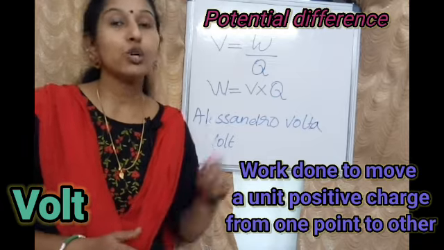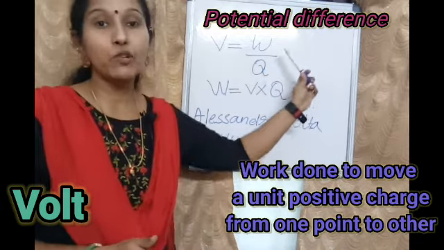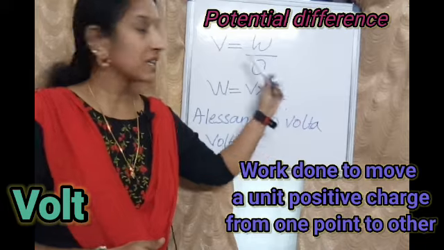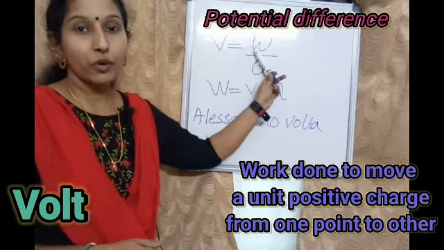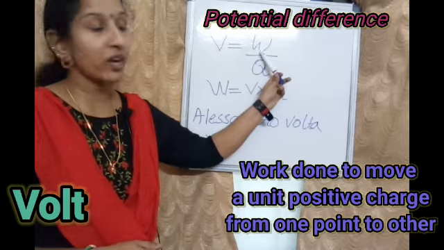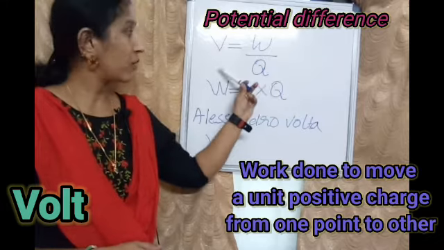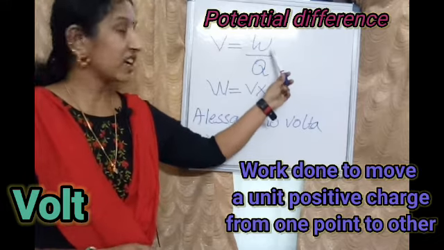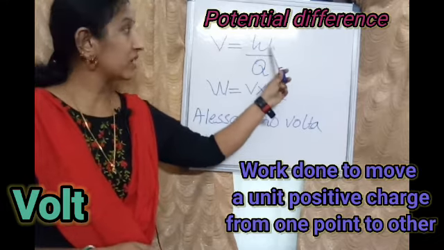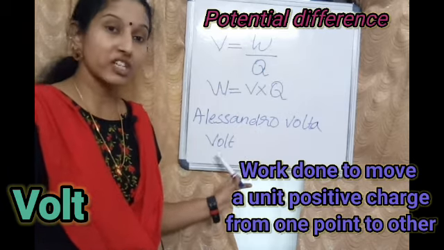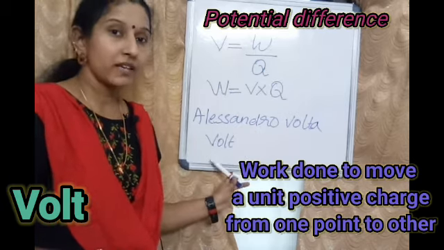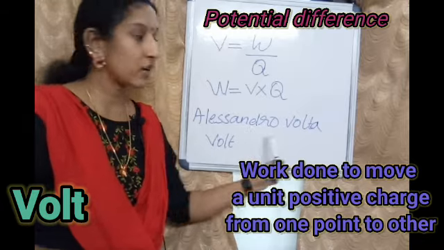Which is the symbolic representation of potential difference? V equal to W by Q. W is the work done. Q is the charge. This equation tells you potential difference is the work done to move a unit positive charge from one point to other. From this equation we can make another equation for work done. Work done W equal to V into Q. And the SI unit of potential difference is volt, and it was introduced by the scientist Alessandro Volta.